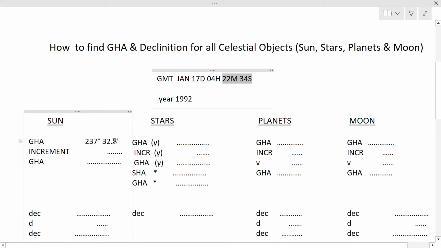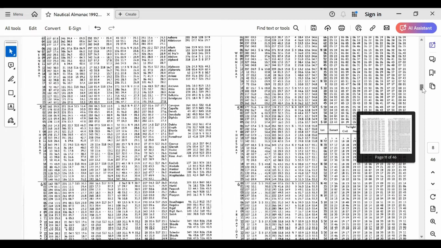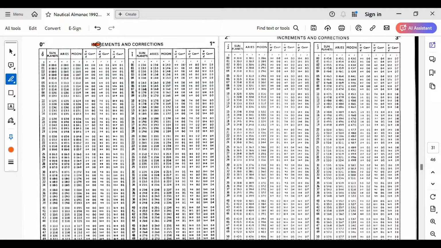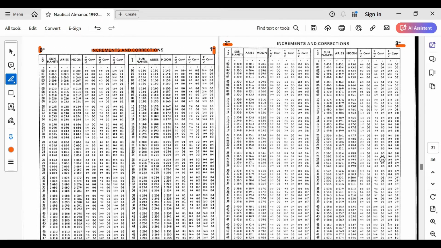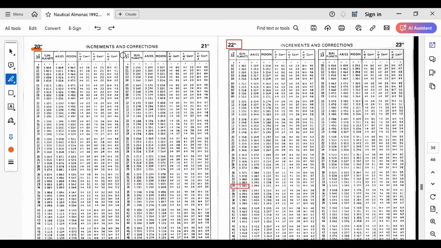Again, go back to the nautical almanac. For the increment, we have to go to the last pages. Here you can see increments and corrections. This is 0 minute, 1 minute, 2 minutes, 3 minutes. Now we have to go to 22 minutes. This is 20, 21, and this is 22. This is the table for increments which will be used for Sun as well as for planets. Now we have to go to 34 seconds. This is 34 seconds.